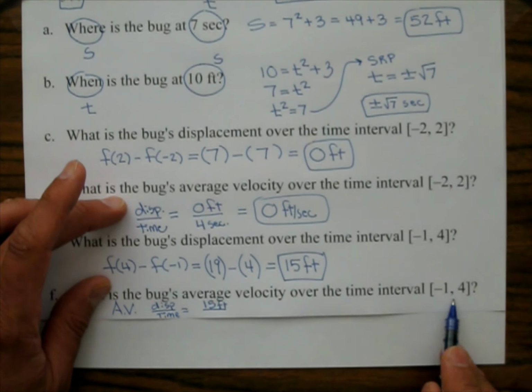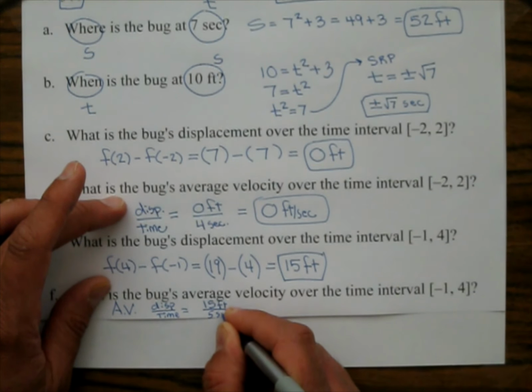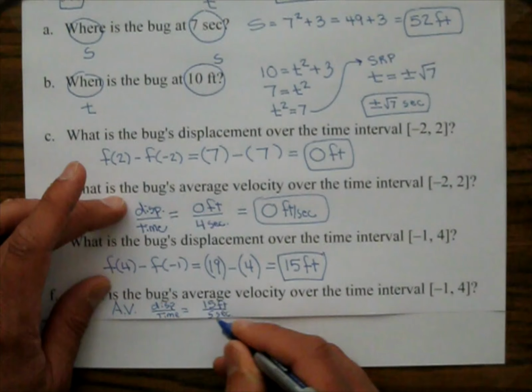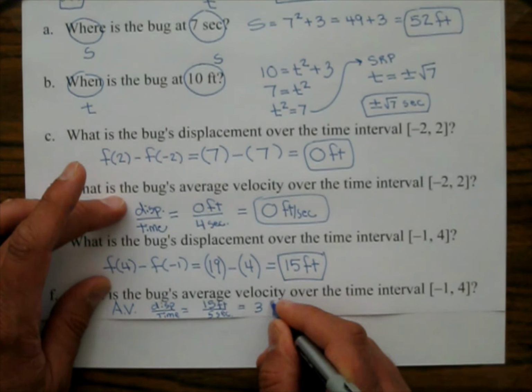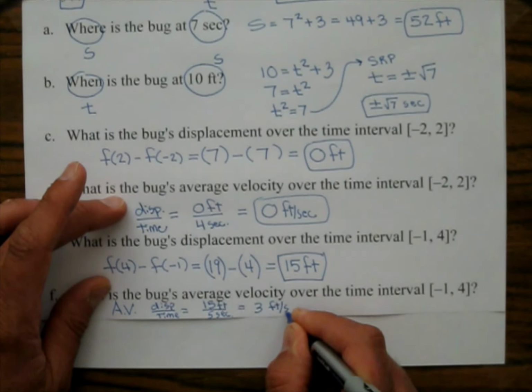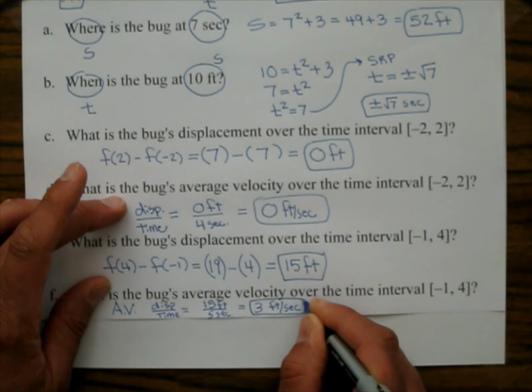And the time there, actually, you can go 4 minus a -1 or figure that out. That's actually going to be 5 seconds on the time. 15 over 5 is 3. 3 feet per second. So there's the average velocity.